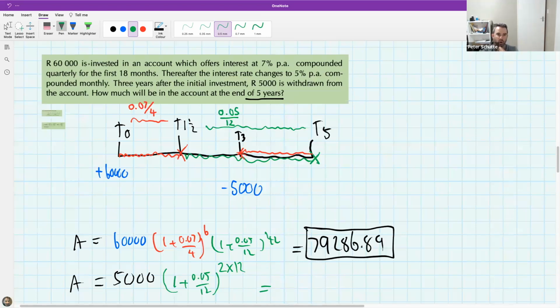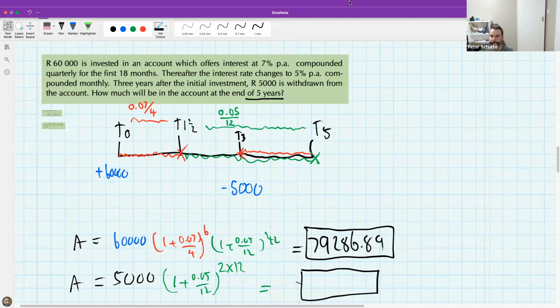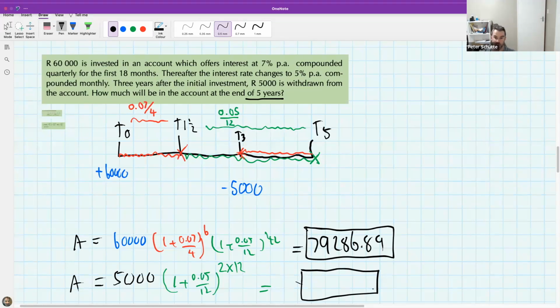I want to know, what is this amount over here going to be? So remember, I left the 5,000 in too long. It grew too much. What does this 5,000 grow to if it's left in for 2 more years? See if you can work that out on your calculator. What does that grow to? It has to be bigger than 5,000.